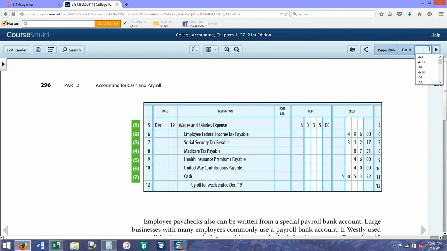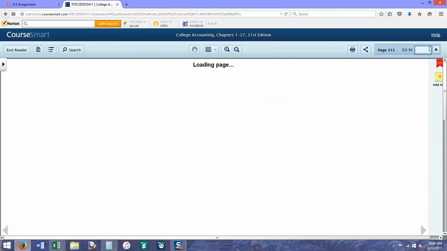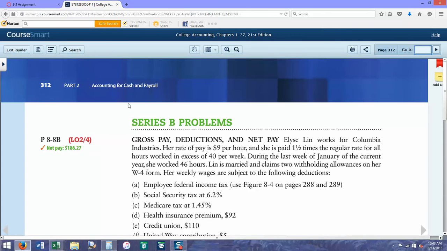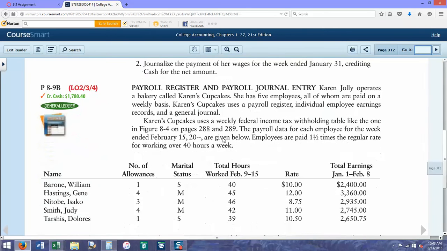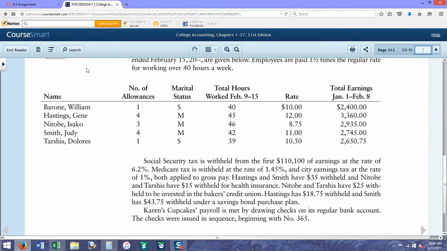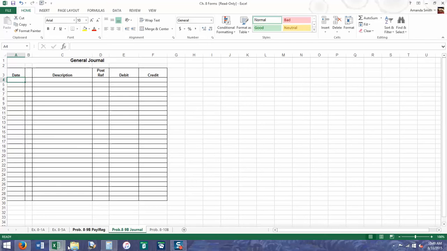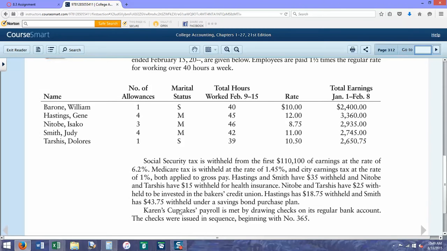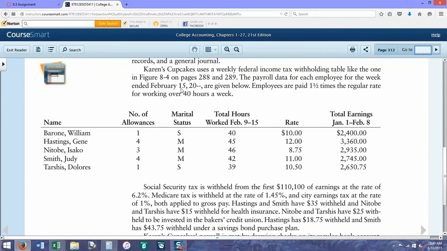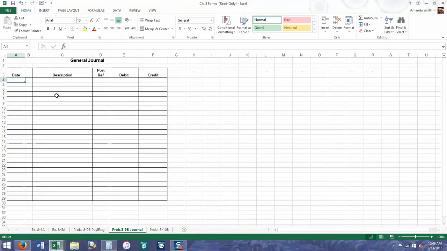So let me go to 312, which is the page the problem is on. If we scroll down, we are given this information. And this is what we're going to use to complete our payroll register. So we find out that we're paying for the week ending February 15th. So that is the date we're going to use on the journal. So we have February 15th.